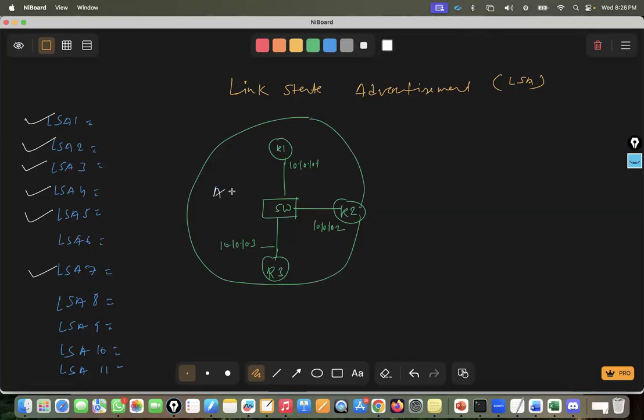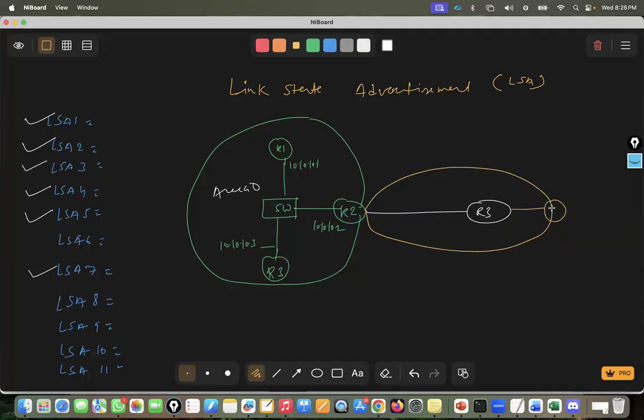Let's take this as area 0. This is my R3. This R3 is also connected with R4. Let's take an example: this is going to be area 10. This R4 is further connected with R5.